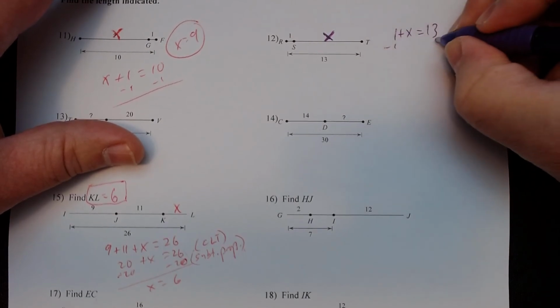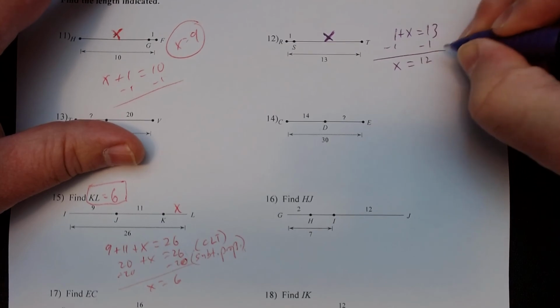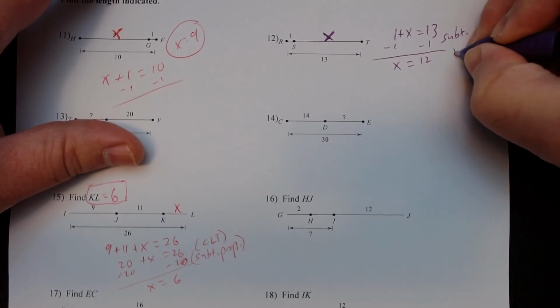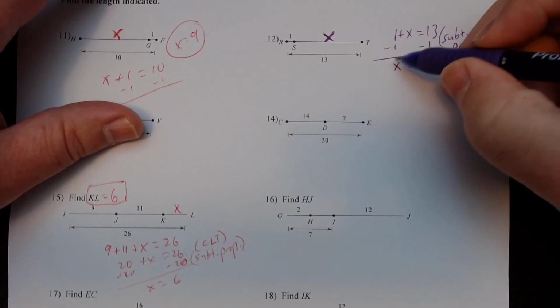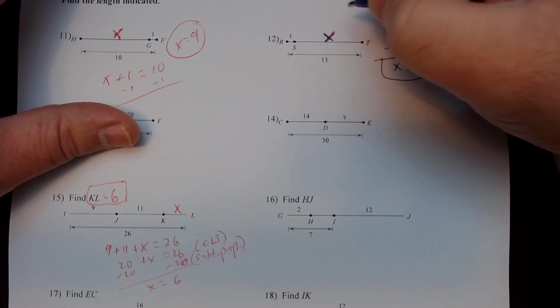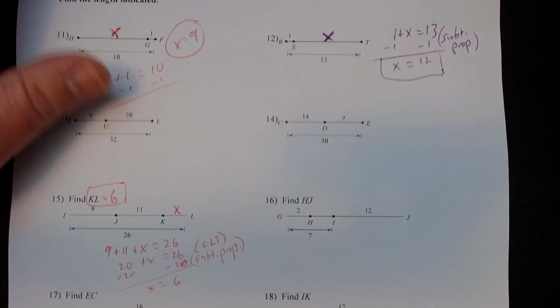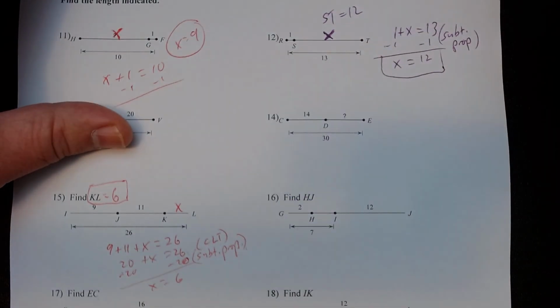I'm going to subtract 1 and move it across. That's the subtraction property. So I'm going to write that right here, remind myself. And then final answer, we would go ST equals 12, or x equals 12. So ST equals 12. That would be the best answer right there.